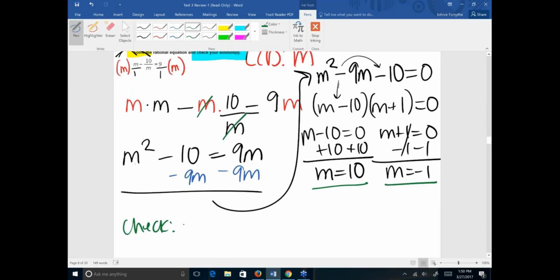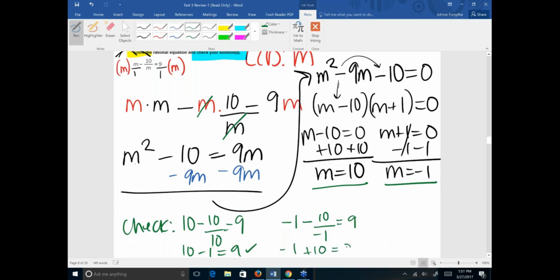So I can plug in the first one. So 10 minus 10 over 10 equals 9. So that'd be 10 minus 1 equals 9, and that's true. Let's plug in negative 1 in for m. Negative 1 minus 10 divided by negative 1 equals 9. So negative 10 divided by negative 1 is positive 10. Bring down my negative 1 equals 9. And negative 1 plus 10 is 9, so that checks as well. So these are our solutions: 10 and negative 1.